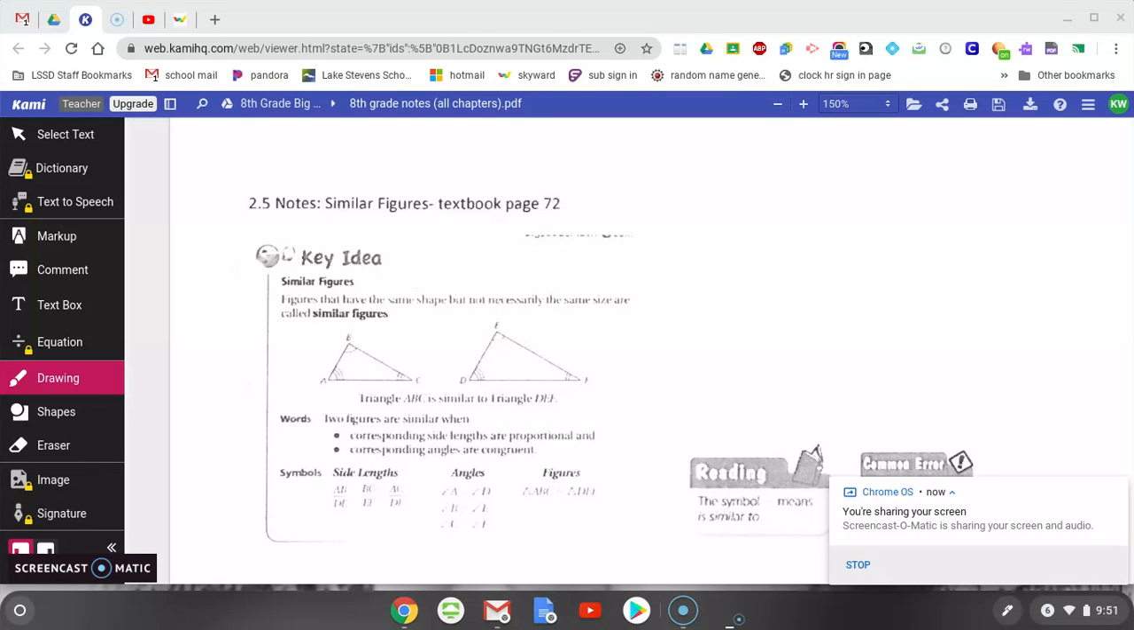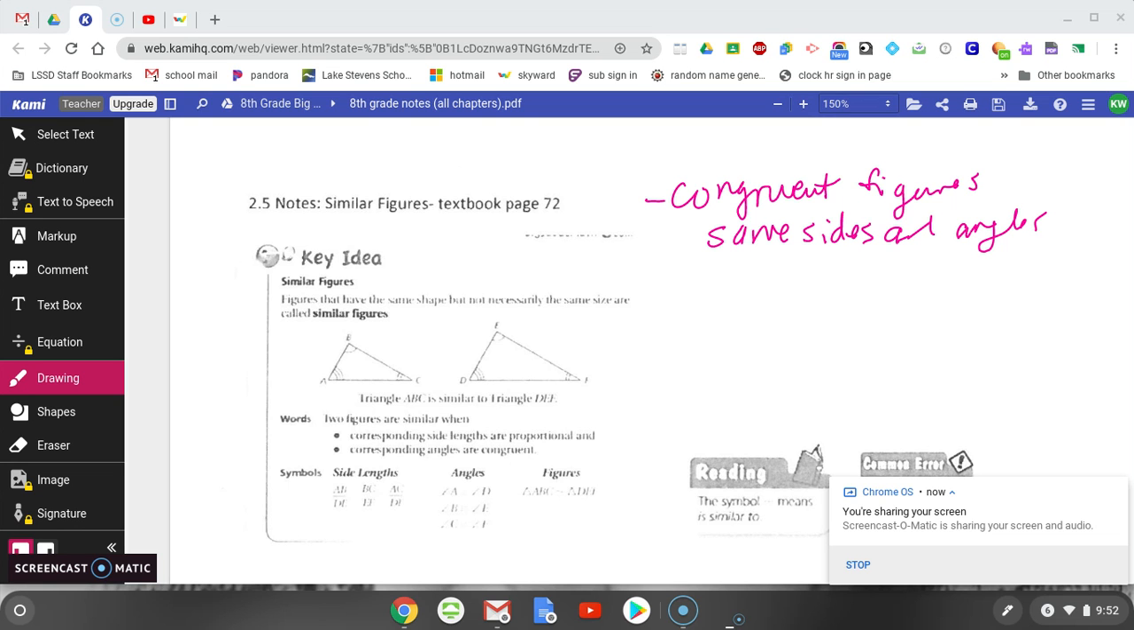2.5, our notes on similar figures. So we know that congruent figures have the same sides and angles. That's what we've already learned. But similar figures have proportional sides and congruent, or the same, angles.